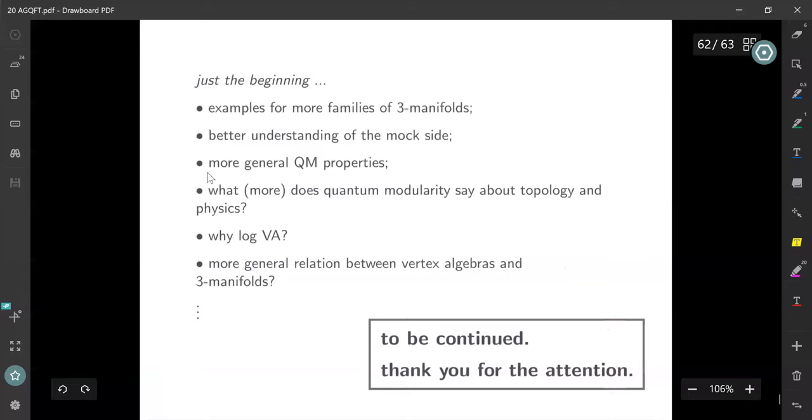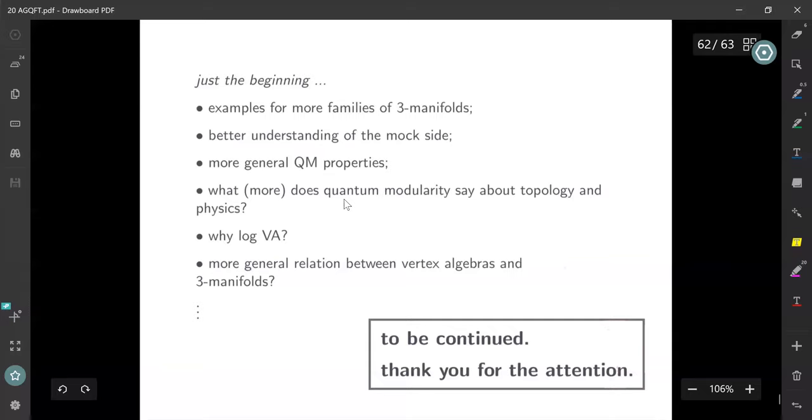And we have seen there are various different types of general quantum modular behaviors and properties. And I think this talk only covered, let's say, the most simple ones, the least exotic ones. And there is certainly a lot to explore there. And I'm fascinated by these functions.